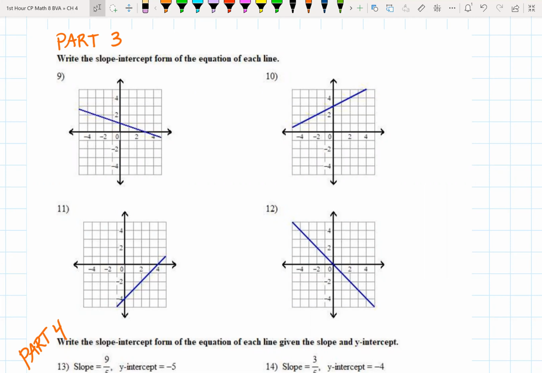We're going to tackle 9 through 12 here, where we are tasked with finding the slope-intercept form of each of these lines. So we'll start by writing down slope-intercept form. Y equals m times x plus b.